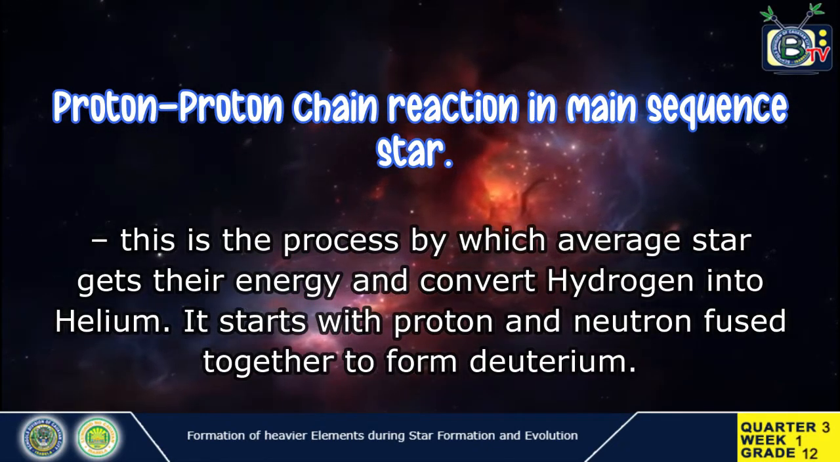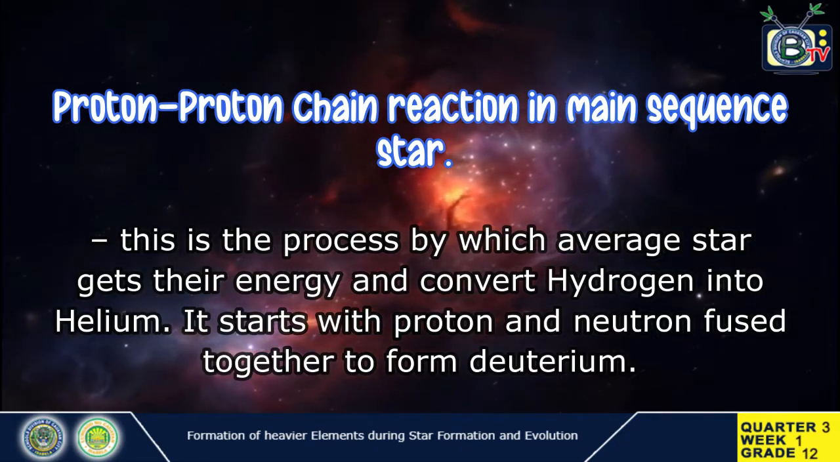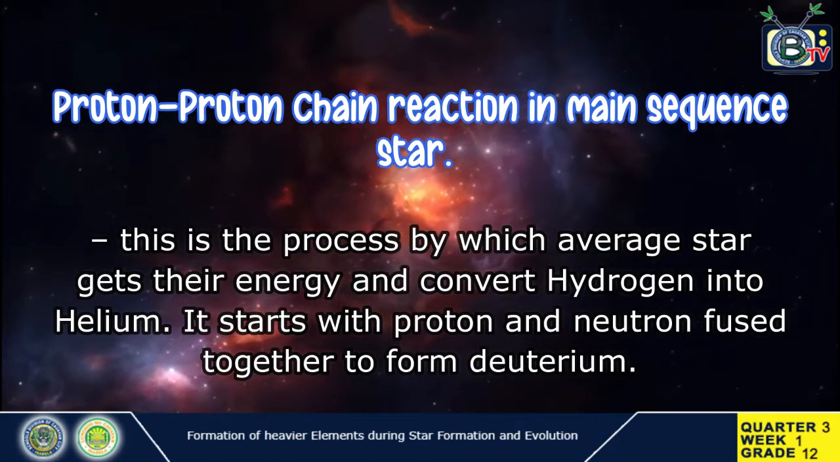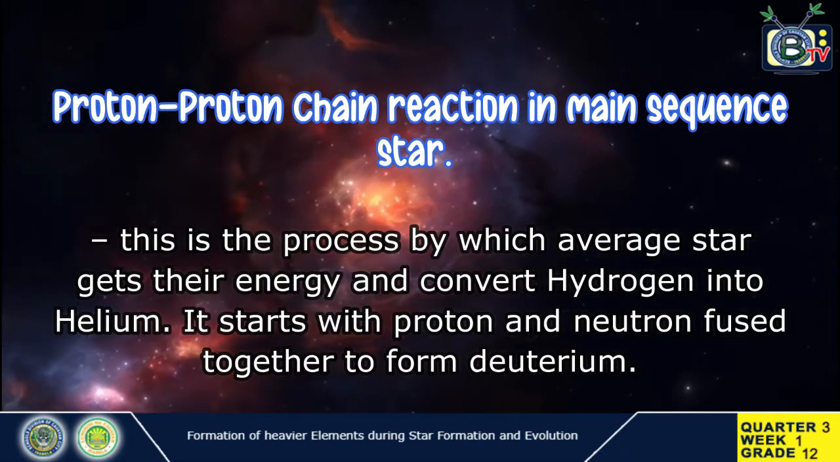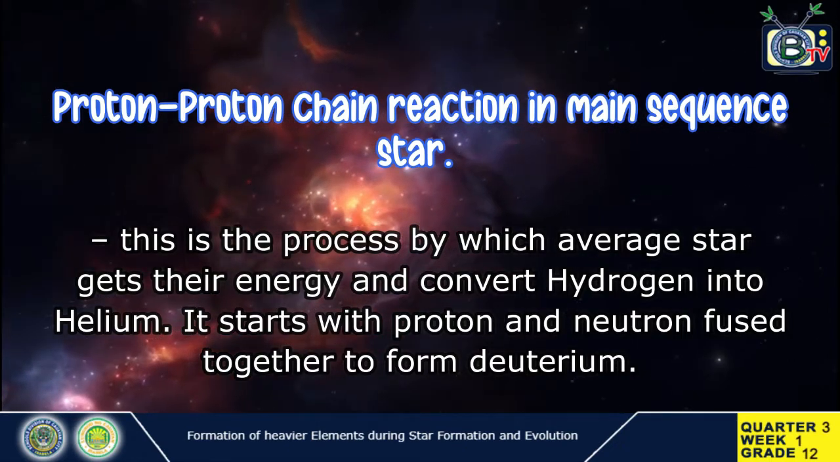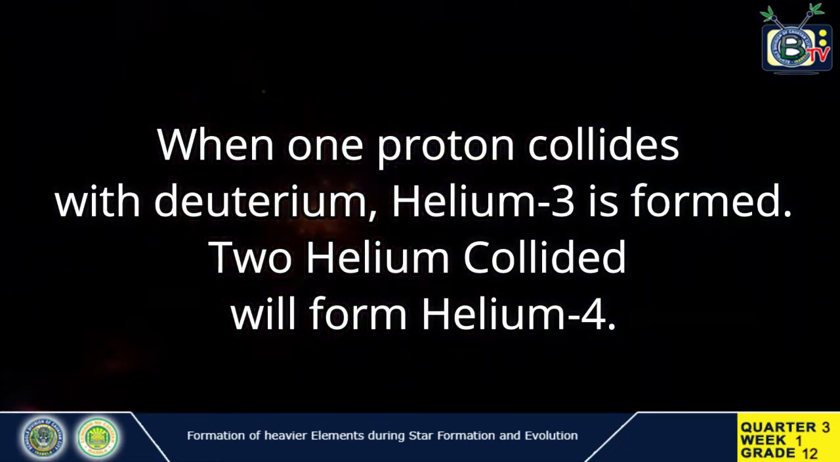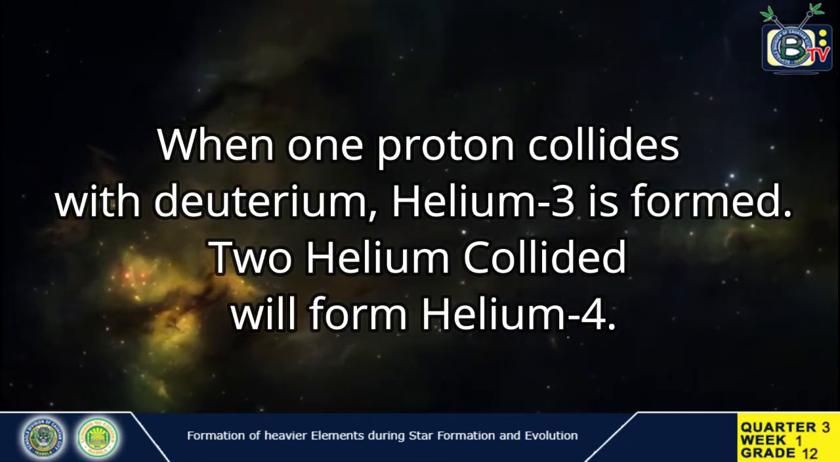Let's move to the proton-proton chain reaction in main sequence stars. This is the process by which an average star gets its energy and converts hydrogen into helium. It starts with protons fusing together to form deuterium. When one proton collides with deuterium, helium-3 is formed. Two helium-3 nuclei colliding will form helium-4.